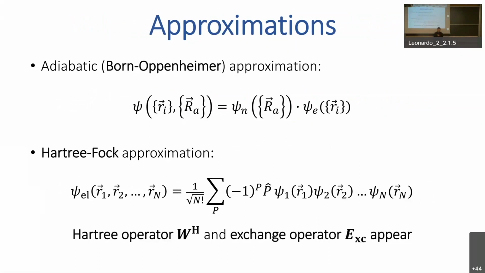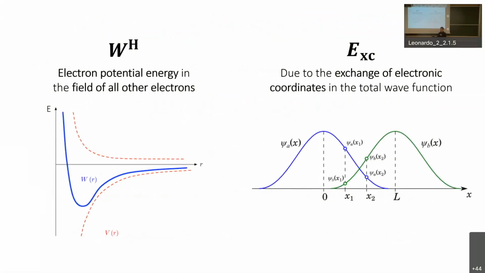What is the meaning of these two terms? The Hartree potential is the potential that each single electron feels due to all the other electrons, and it's a mean field. And the exchange correlation potential is due to the fact that the electrons are fermions and must obey fermionic rules, such as the Pauli exclusion principle, and the fact that the total wave function must be antisymmetric.